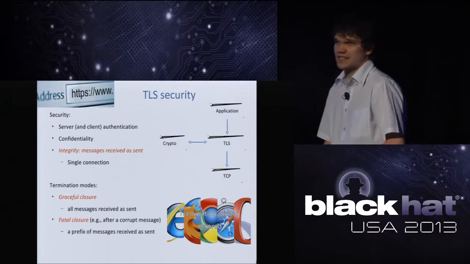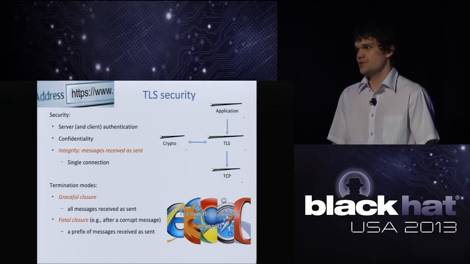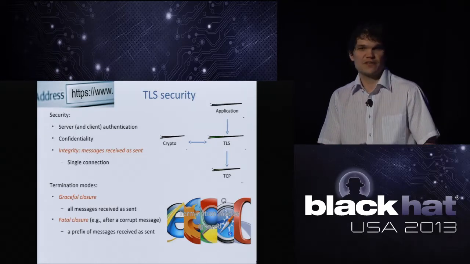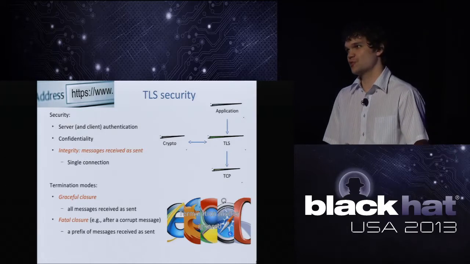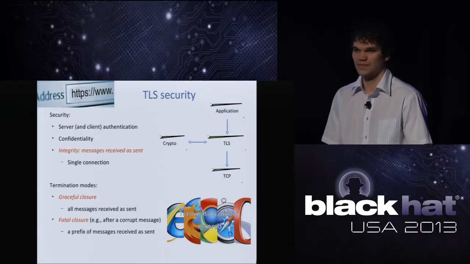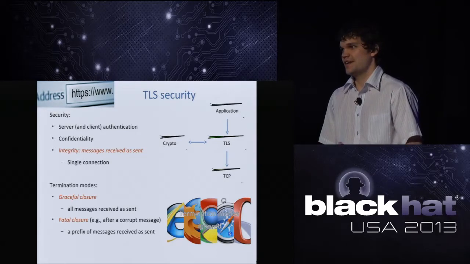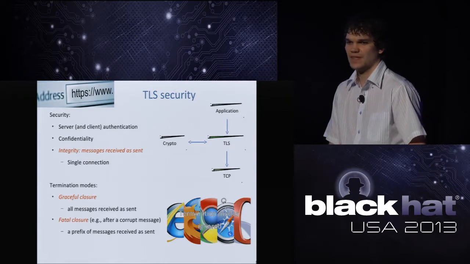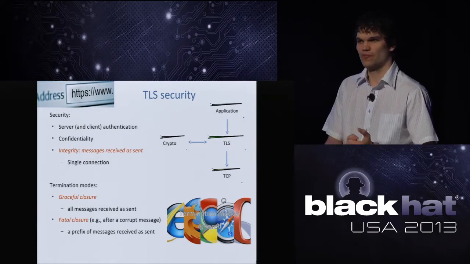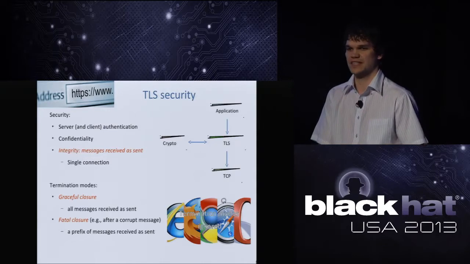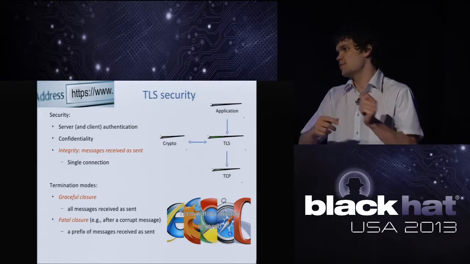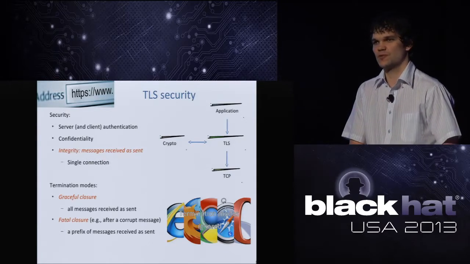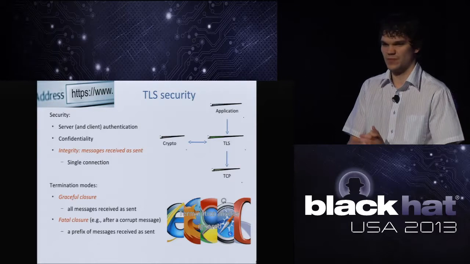Okay, so a bit of background. TLS security, what does it give you? When you use HTTPS to visit blackhat.com, what do you get? Well, you get the server authentication, so you know you're talking to blackhat.com and not someone else. You get confidentiality, that is, I am communicating with Black Hat and I know no one else is reading that communication. And I also get integrity. What integrity means is messages are received as sent. So if I send 101, Black Hat receives 101. Now, integrity is only guaranteed over a single TLS connection, okay? And this will be important later on in the talk.